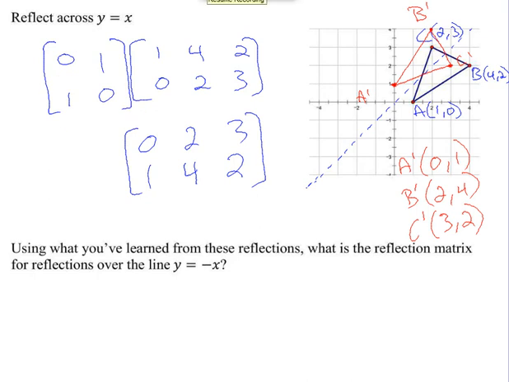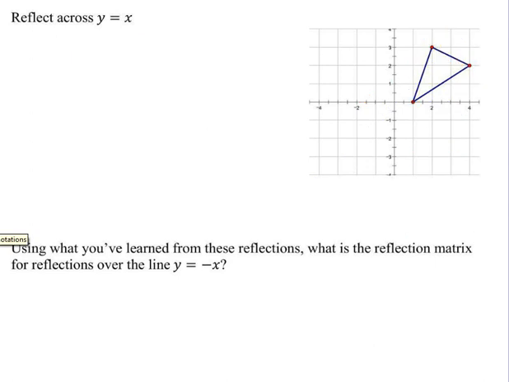Okay, let's answer the question at the bottom here. Using what you've learned from these reflections, what is the reflection matrix going to be for reflections over the line y equals negative x? What do you think? It's the same matrix? No, because you have to put a negative 1 on the bottom. Can I clear this? Yeah. Okay.